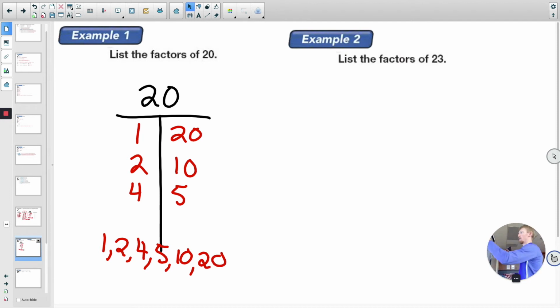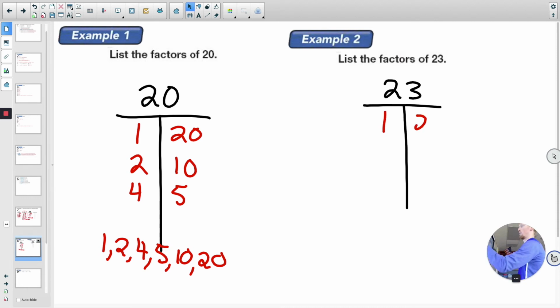I do 23. 1 and 23. Can't divide it by 2. Can't divide it by 3. That's it. Because 23 is a prime number. So only 2 factors, 1 and 23.